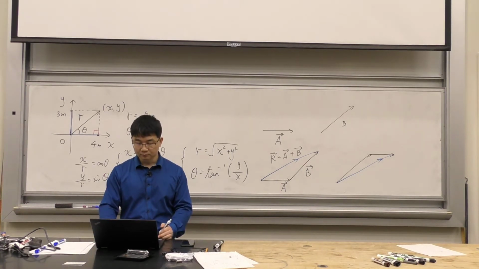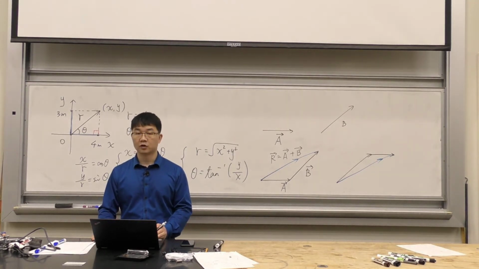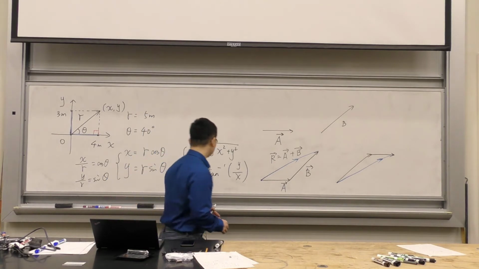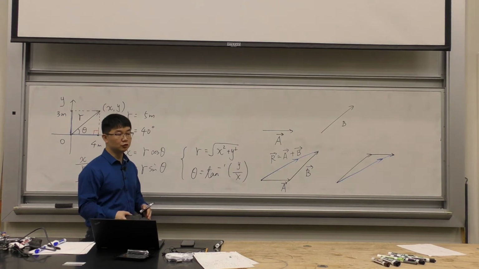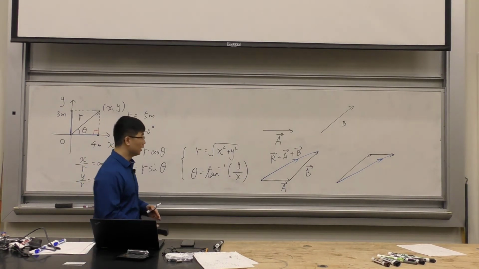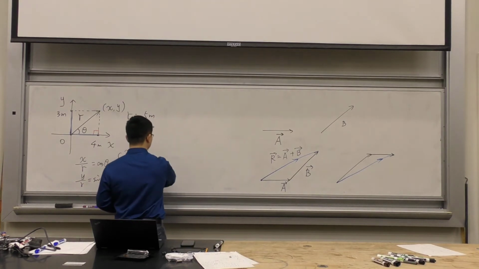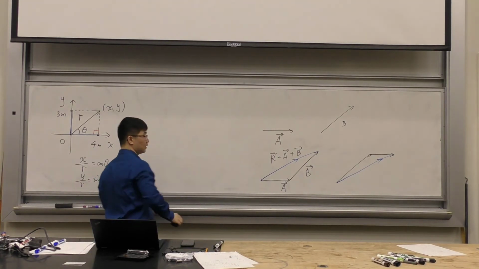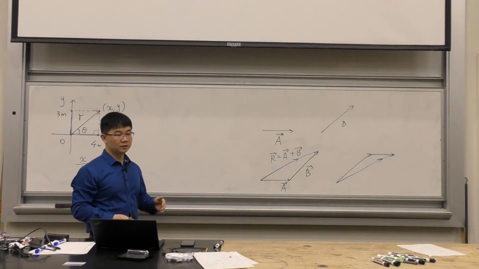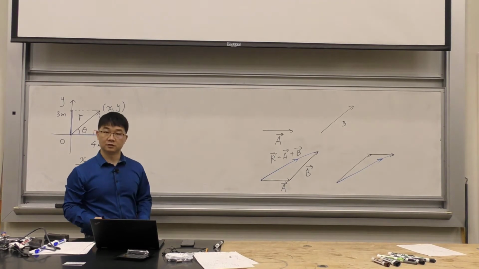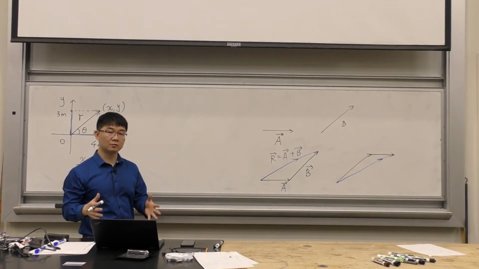Then sometimes we want to subtract 2 vectors. How do we do that? In fact, you don't need to make a new rule to subtract 2 vectors, because if you want to do A minus B, all you need to use is the fact that A minus B equals A plus negative B. That's how you subtract 2 numbers. That's true for numbers, right?